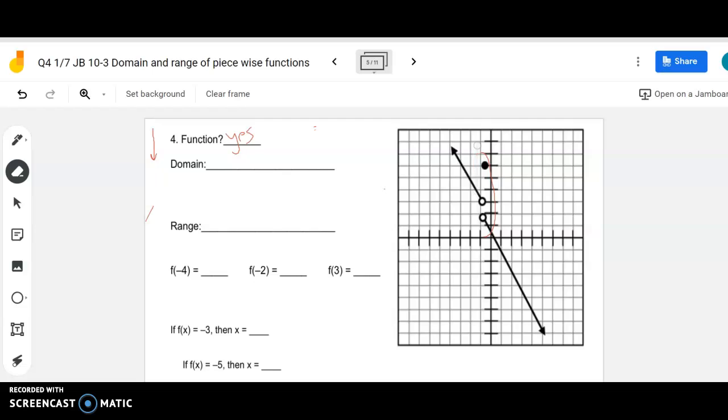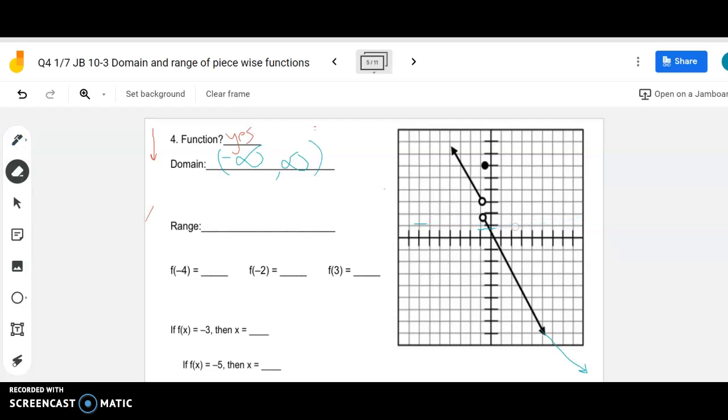Okay, domain. When I am looking from left to right and my eyes are traveling from left to right, I go, this arrowhead takes care of everything in the negatives. I come here, and when I line up here, the lower dot isn't included, but the higher dot that's covered includes that. And then I keep going, and I notice that this arrowhead keeps going this way, so it covers this. So the domain is negative infinity to positive infinity.